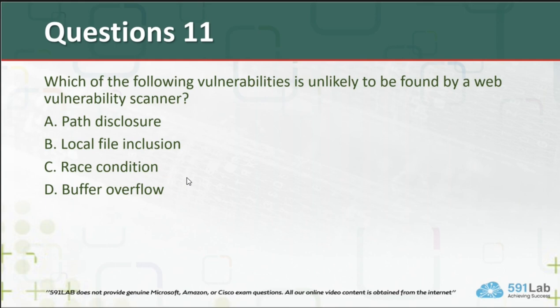Next question, which of the following vulnerabilities is unlikely to be found by a web vulnerability scanner? Is it path disclosure, local file inclusions, race condition, or buffer overflow?